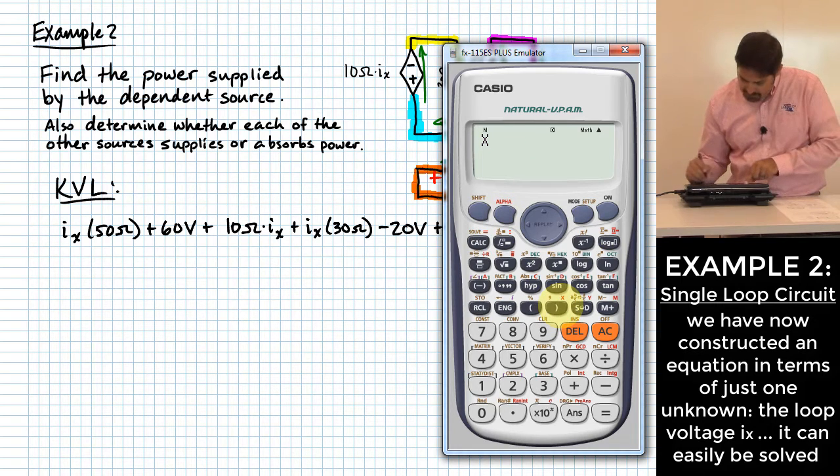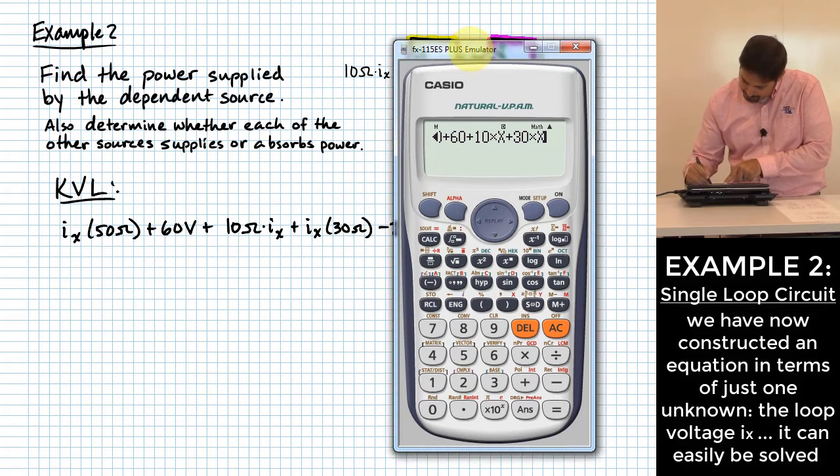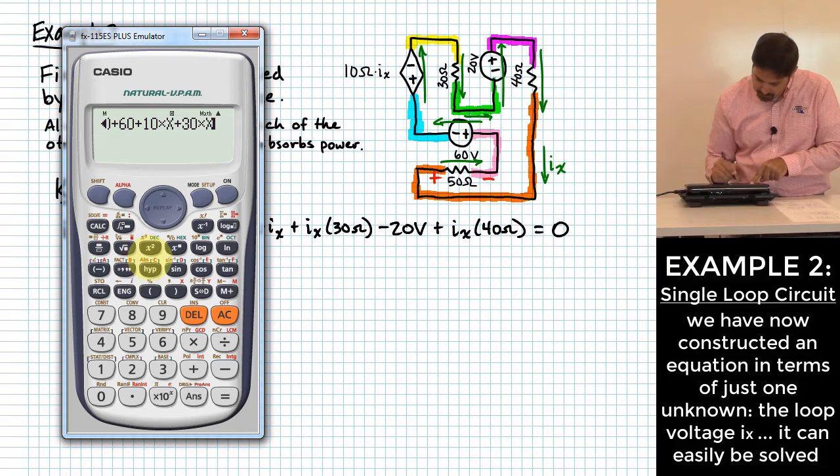X times 50 plus 60 plus 10 times X plus 30 times X minus 20 plus 40 times X is equal to 0.